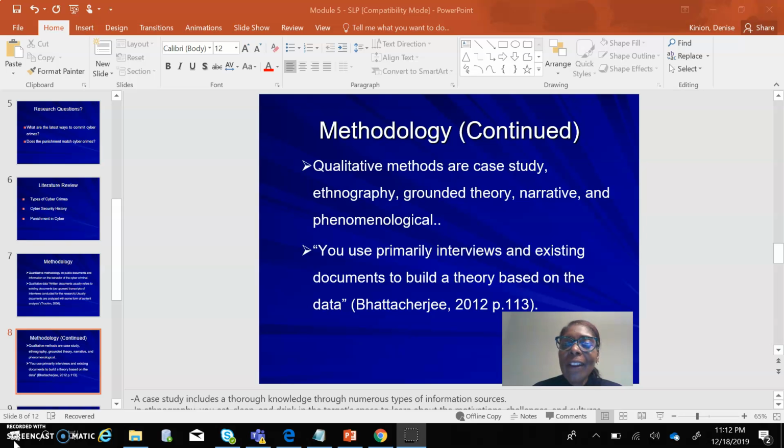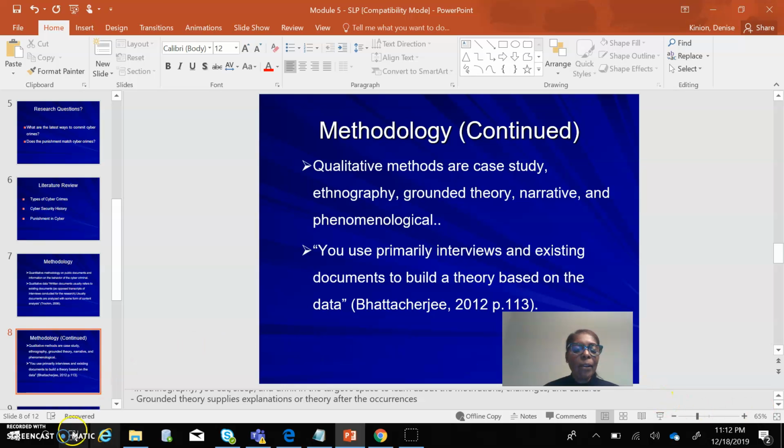And grounded theory is actually providing research information after the occurrence of the explanations that were provided from the research being done. Primarily interviews, also for existing documents, to build a theory based on data. So interviews can assist with evaluating existing documents to build the theory.